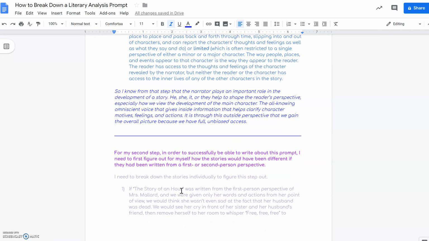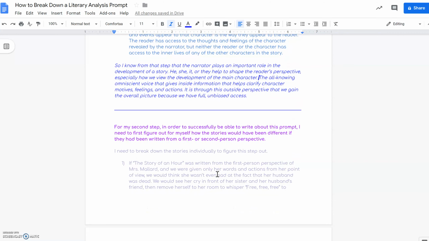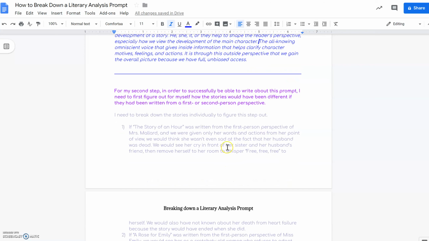So now that I've figured that out, for my second step, I have to figure out how the stories would have been different if they'd been written from first or second perspective. You've got to figure out what the alternative is to be able to see it clearly. So I have to break down the stories individually to figure it out.